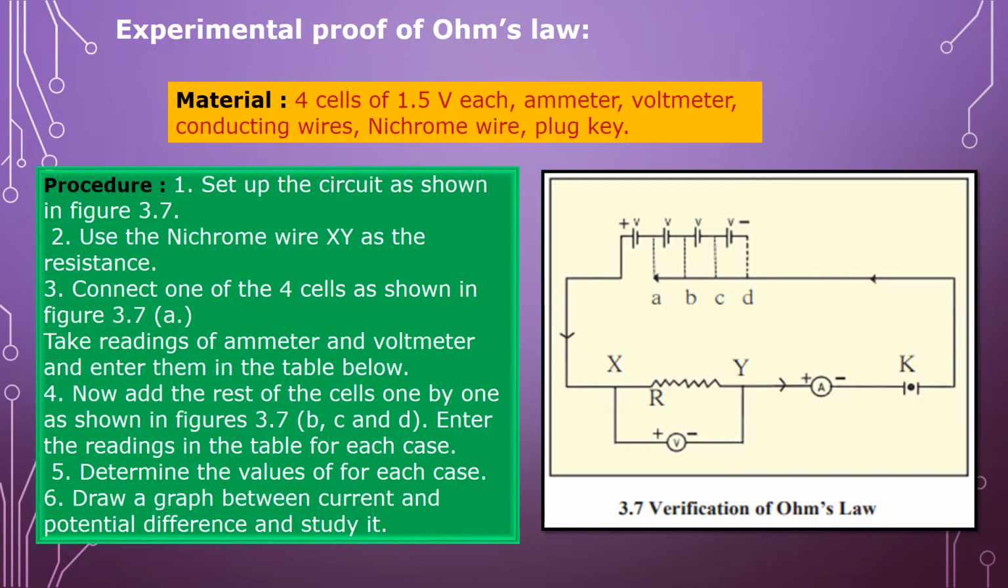Now let us see, children, the experimental proof of Ohm's law. The materials required for this experiment are 4 cells of 1.5 volt each, ammeter, voltmeter, conducting wires, nichrome wire and plug key. Now the procedure: set up the circuit as shown in figure 3.7. Use the nichrome wire XY as the resistance. Now connect one of the 4 cells as shown in figure 3.7a. Take readings of the ammeter and voltmeter and enter them in the table below.